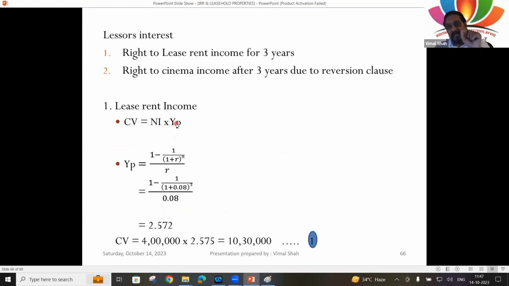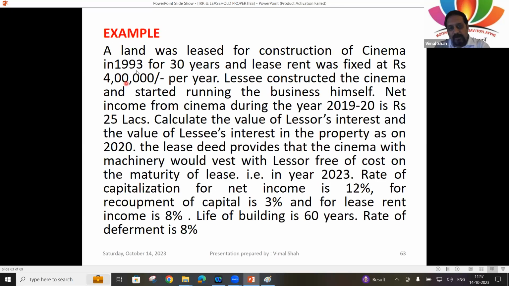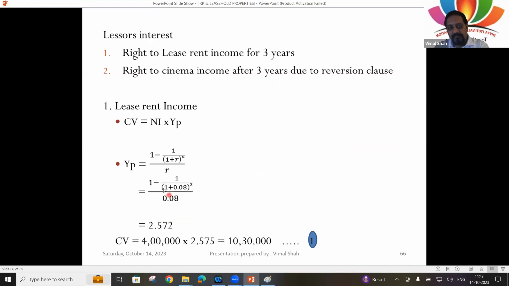Here I am using YP single rate because after 3 years he is going to get back his land. So recoupment is not required over there. So I am using YP single rate. Here n is 3. The value of r I am taking as 8% because we are going to capitalize lease rent income, and the rate of capitalization for lease rent income was given as 8%. So using that, I am capitalizing the lease rent income. It is giving 10,30,000. This is his first interest in the property.